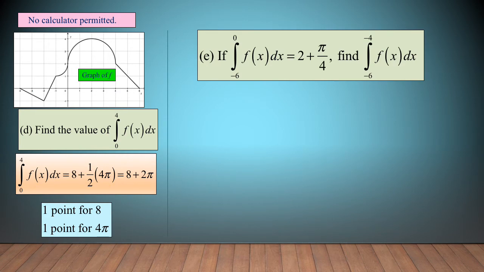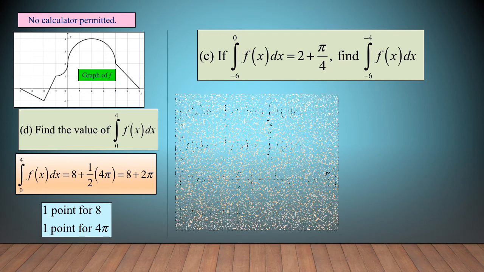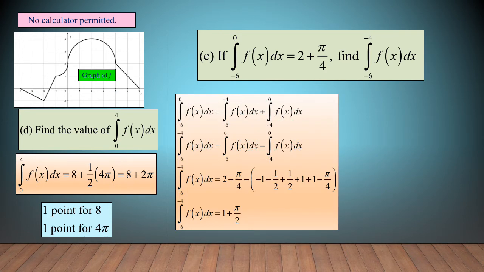In E, we are asked that if the integral from -6 to 0 of f of x dx is equal to 2 plus pi over 4, we would like to find the integral from -6 to -4 of f of x dx. As noted before, the graph of f was defined on -4 to 6. However, the domain of f was given as -6 to 6.